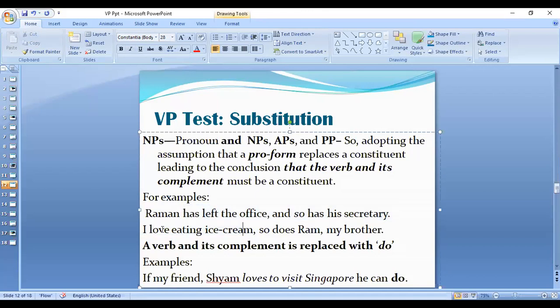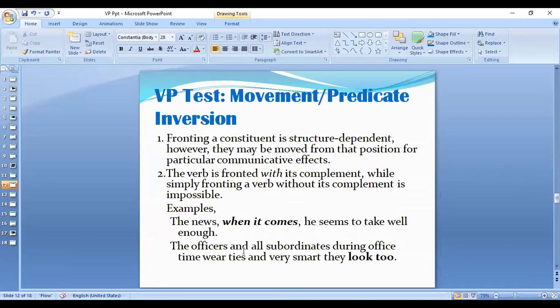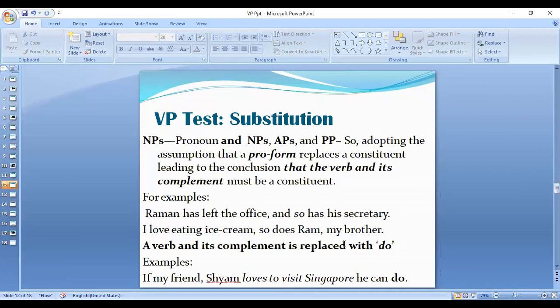Next example, I love eating ice cream. Here, the action of I love eating ice cream is replaced by so: so does Ram, my brother. Here, so also replaces love eating ice cream. This is overall a verb phrase. So the verb and its complement is replaced by so.